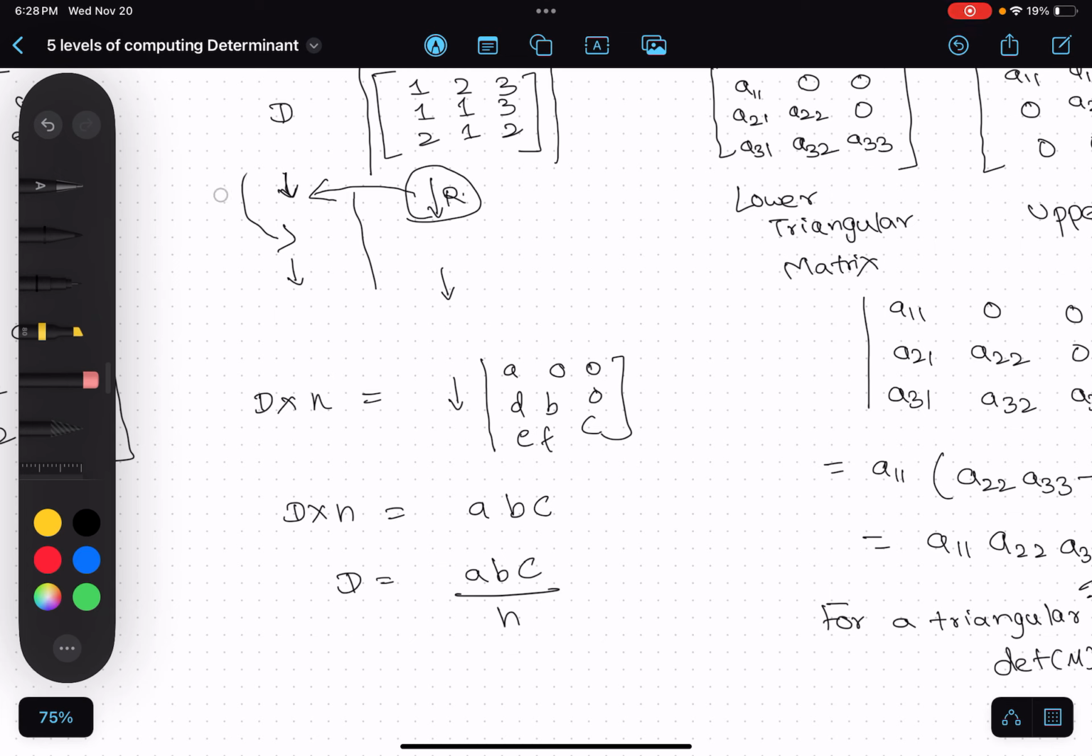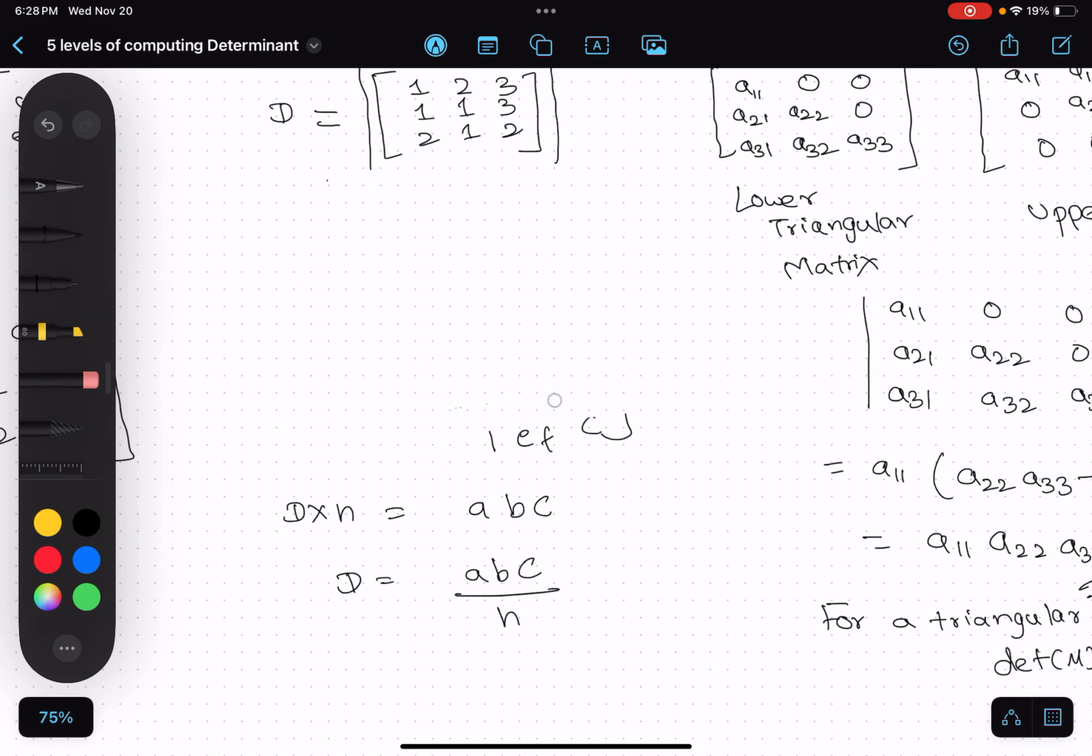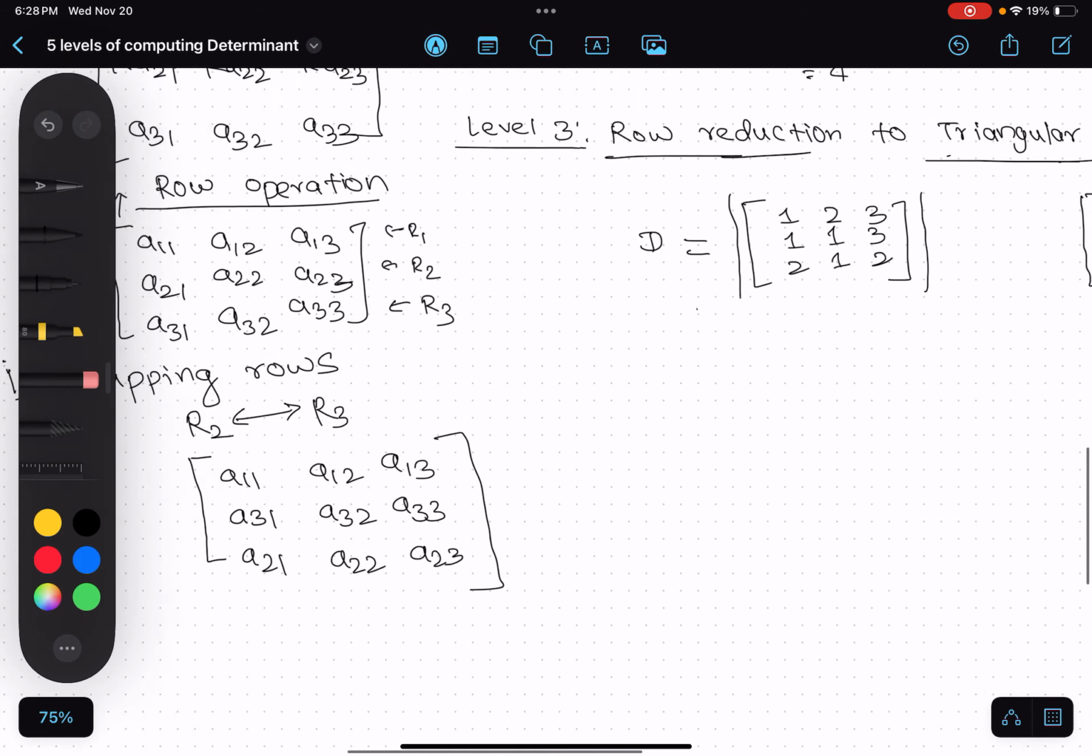Okay. So now I will tell you how the determinant will change with these three row operations. And if we know that, then we will be almost done. Then we can easily do it. Now let us discuss how these row operations change the determinant. Okay, now first of all, swapping the rows.